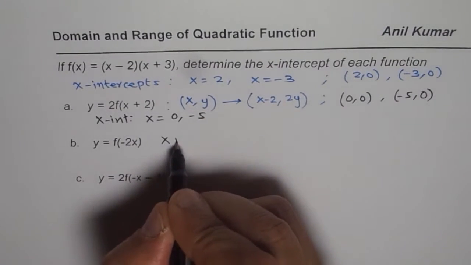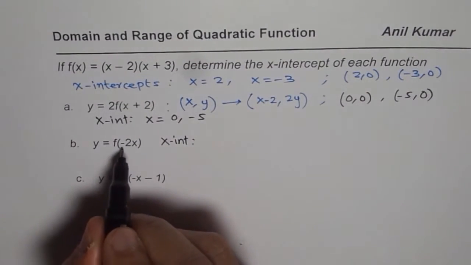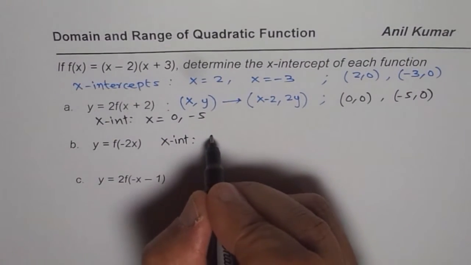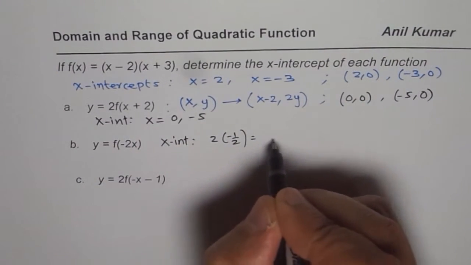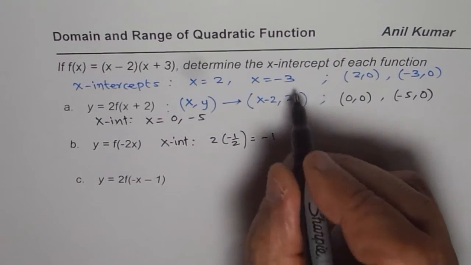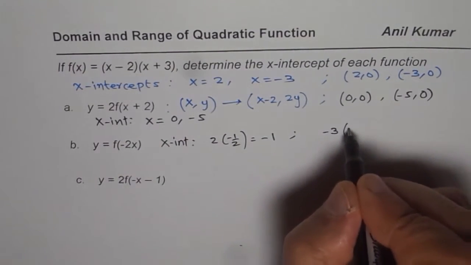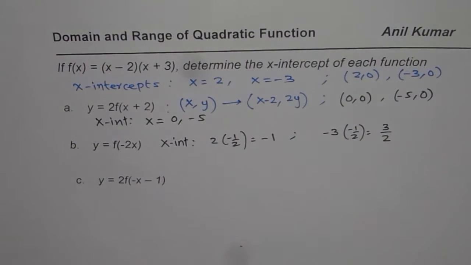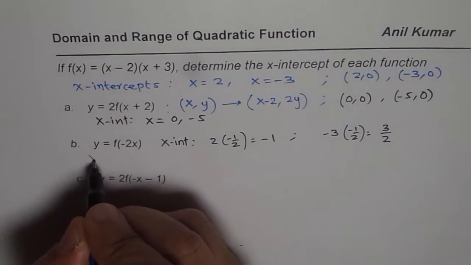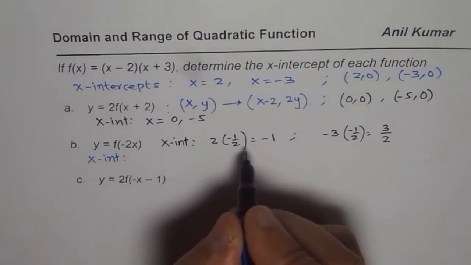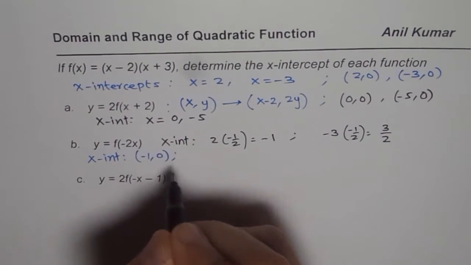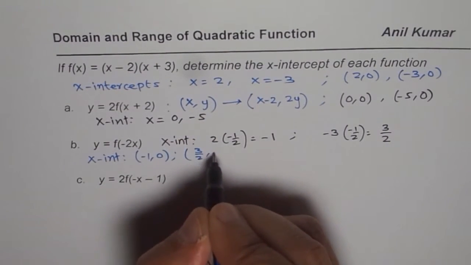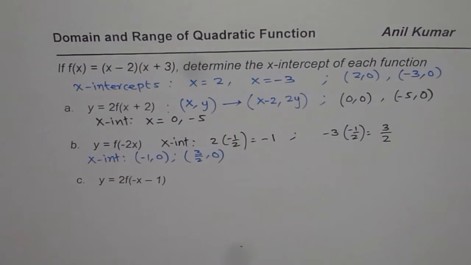In this case, the x-intercept will be minus 2. That means x values get multiplied by minus half, correct? So the x-intercepts will be 2 times minus half, which is minus 1, and the other one will be minus 3 times minus half, that is 3 over 2, right? So we can write down the x-intercepts for this as (minus 1, 0) and (3 over 2, 0). Perfect. Now let's look into the last equation.